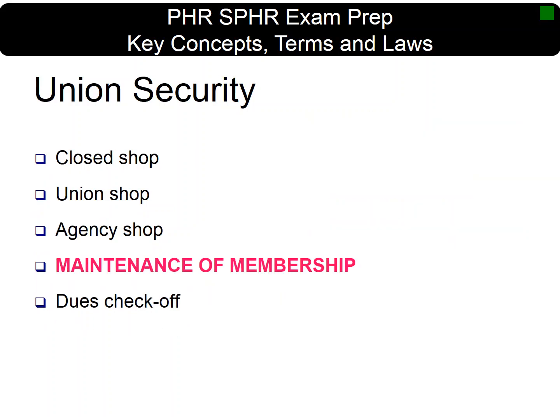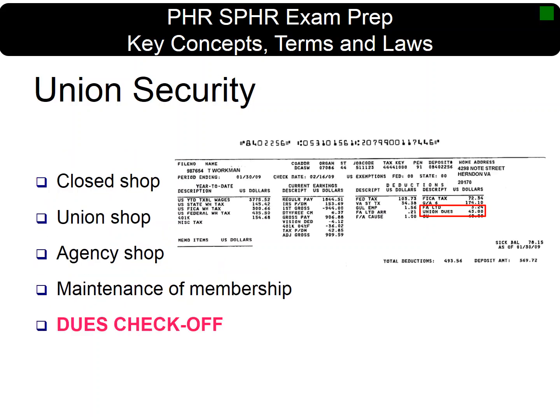A maintenance of membership shop requires that employees who join voluntarily must continue paying their membership dues until the present contract expires. A dues checkoff provision allows union dues to be paid directly to the union by the company's payroll office if a member signs an affidavit agreeing to such a payroll deduction. Union members can insist, however, on paying their own dues, which usually results in delinquent accounts. The Taft-Hartley Act requires companies to obtain written permission each year from employees to have their dues automatically withheld.